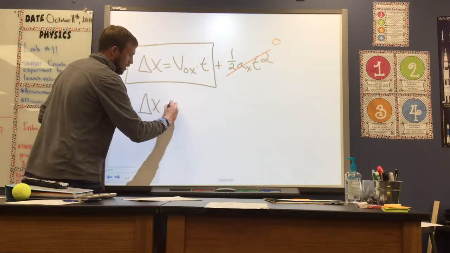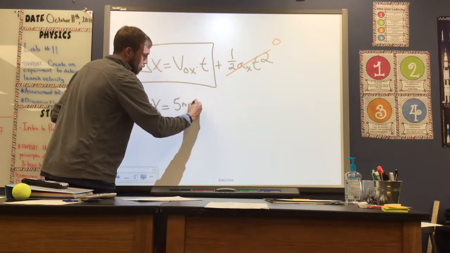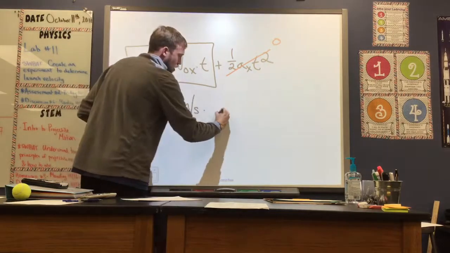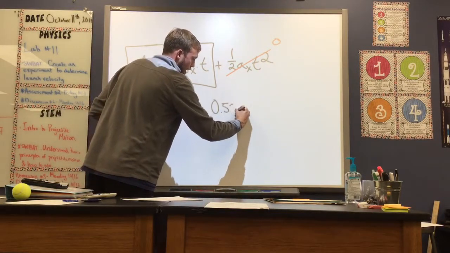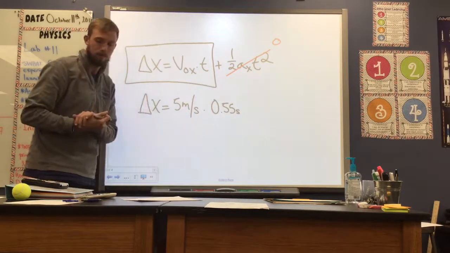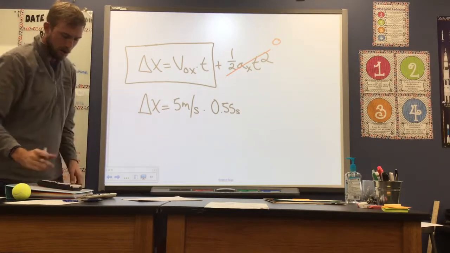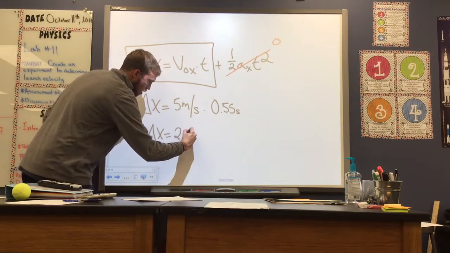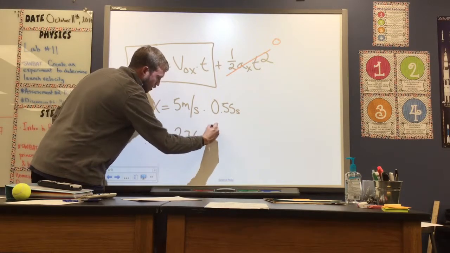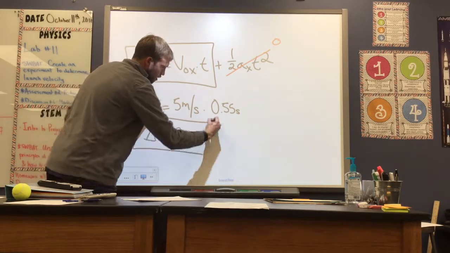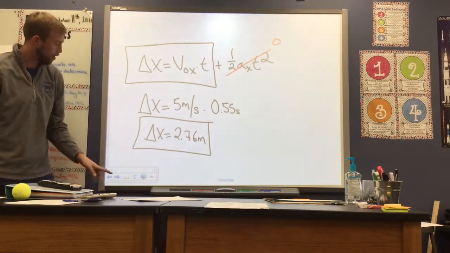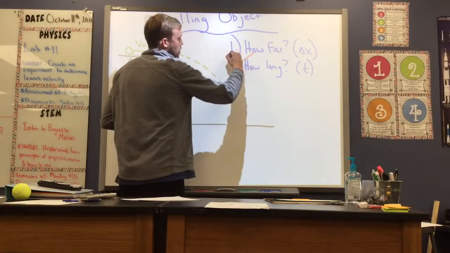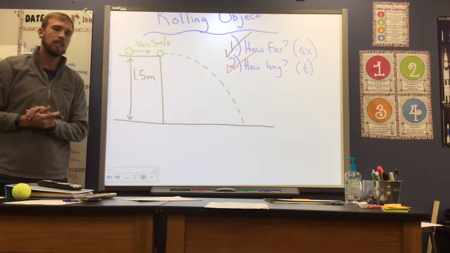So I'm just going to take the values that I know. My v naught in the x was my 5 meters per second, and I'm going to multiply by my time of 0.55 seconds, something we just solved for. So I'll take this value, I'll plug it in, and I get a delta x of about 2.76 meters. So now we've gone through and solved for the second part of what we're looking for. We now know how far our object travels, and how long it takes to get there.